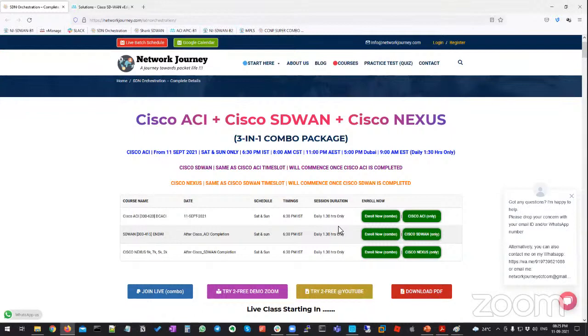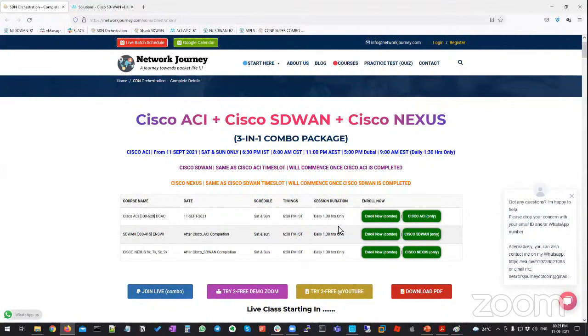CCIE Enterprise Infrastructure, again, is going to be a 2-3 months batch at least. Okay, so it's going to take till December, till lab practice, right? Yes, lab practice as well. Okay, cool.